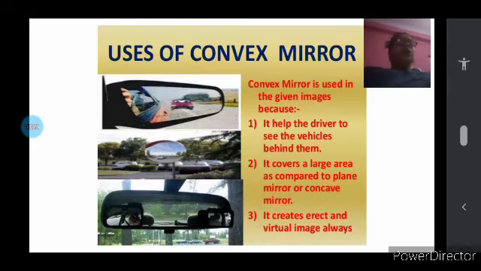Convex mirrors are used in the given images because, see, it helps the driver. This is in the case of the rear view mirror. It will help the driver to see the vehicles behind them. It covers a larger area as compared to the plane mirror or concave mirror. Even you know that a concave mirror also forms a virtual image, and a plane mirror also forms a virtual image. Then why do we select only convex mirrors as side view mirrors, or to view what is happening in a supermarket? Somebody will be supervising, no? So if somebody is shoplifting, or anything is happening.